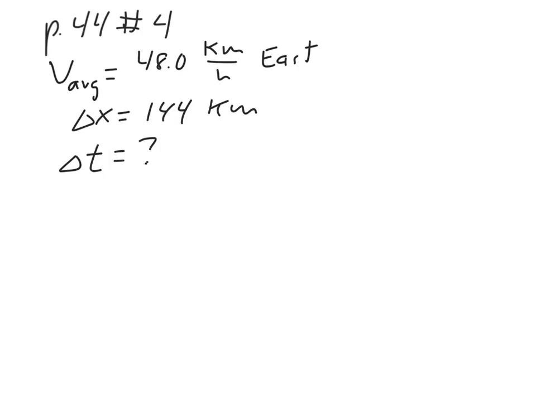And we're going to look at these variables again and decide what's the equation that shows how they all relate to each other. And then we can plug in the numbers and then solve for the variable that we don't know. So we know that V average equals the displacement over the time interval.